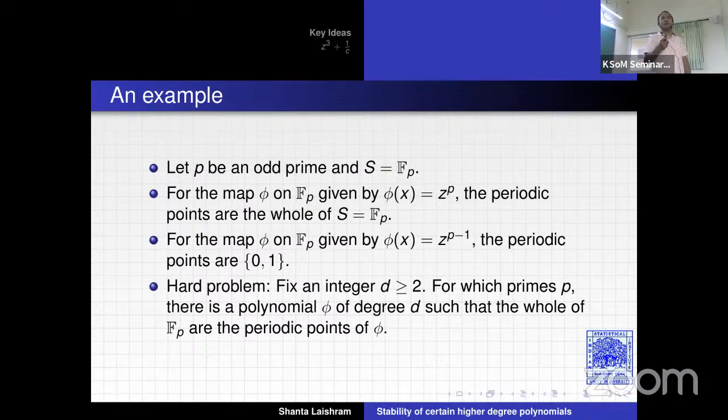So it's actually an interesting problem to find polynomials of some fixed degree. If you fix the degree d, then for which primes is there a polynomial of that degree such that all of F_p are periodic points is still a hard problem. So anyway, I won't go into it today.